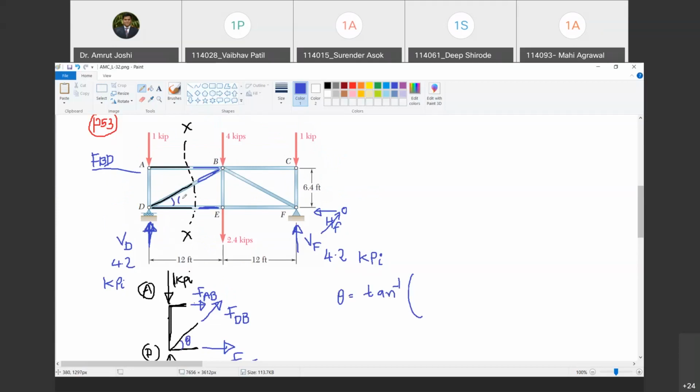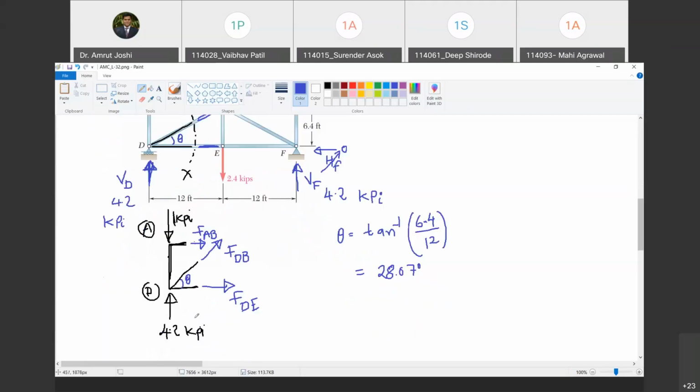Sir, this is 12. Tan inverse of 6.4 by 12. Do you agree with me? Yes, sir. So tell me how much is that? Tan inverse of 6.4 by 12, how much did it work out? 28.07 degree. So this angle is 28.07 degree.